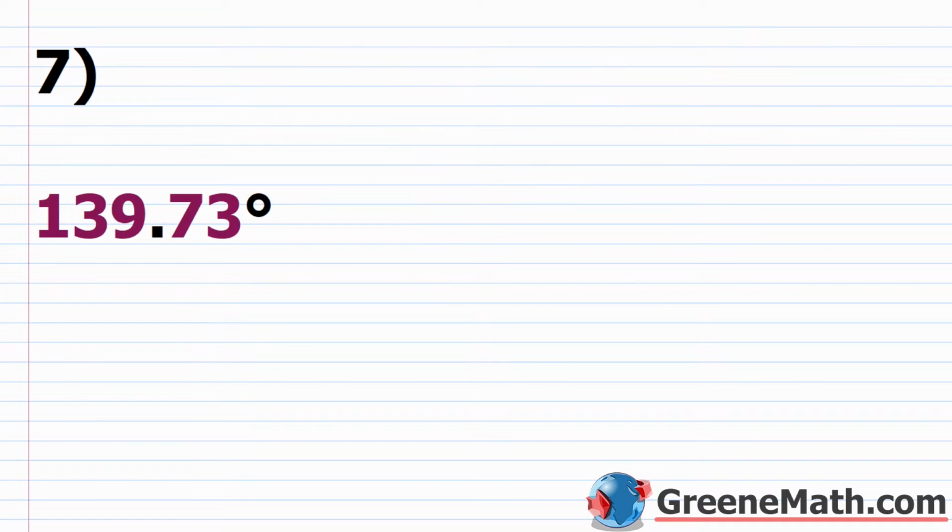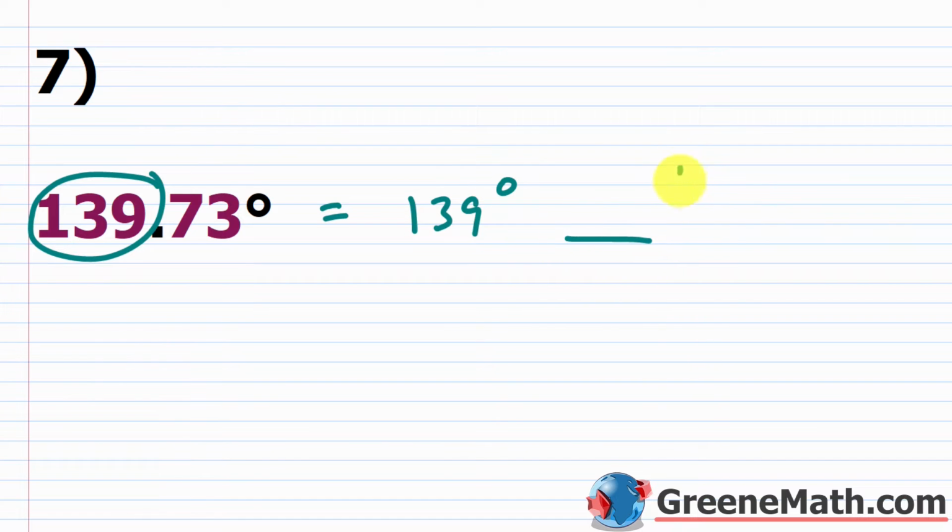So looking at this for problem 7, we have 139.73 degrees. Now your calculator will do this for you if you have a TI calculator, but sometimes your teacher will ask you to do this manually, and so you do need to know how to do this. So basically you take the part that comes before the decimal point, and you just keep it. Okay, so I'm going to put this as equal to 139 degrees. Now I'm missing the minutes and the seconds, so we have to put those in.